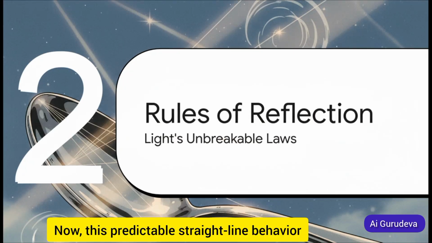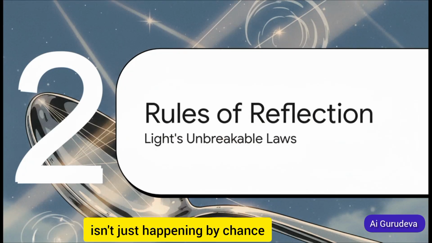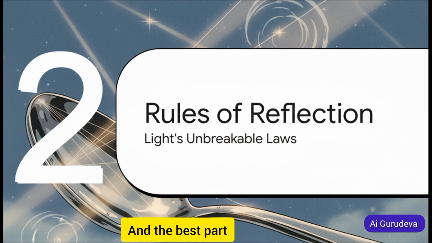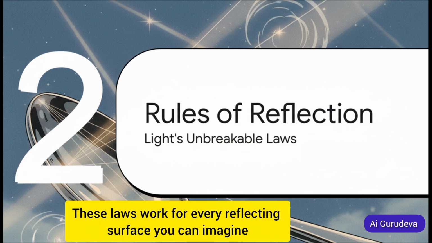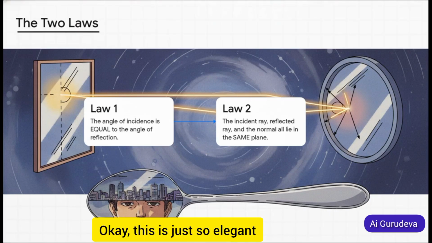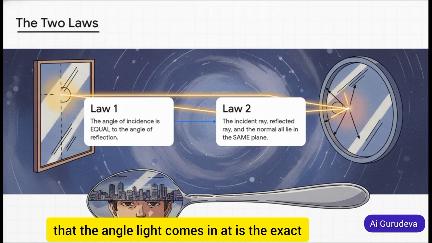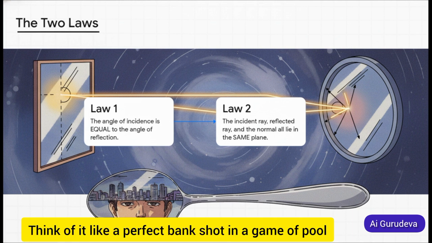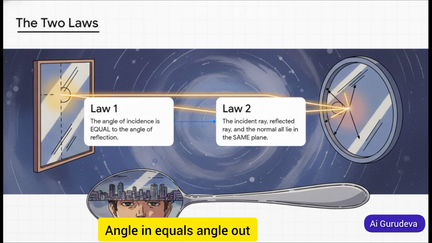Now, this predictable straight line behavior isn't just happening by chance. It follows two beautifully simple, unbreakable laws. And the best part? These laws work for every reflecting surface you can imagine, from a flat mirror to the curve of a spoon. Okay, this is just so elegant. The first law basically says that the angle light comes in at is the exact same angle it bounces off at. Think of it like a perfect bank shot in a game of pool. Angle in equals angle out.